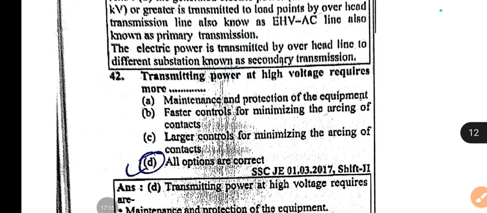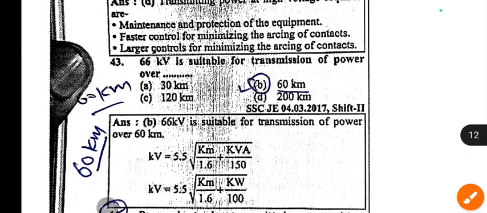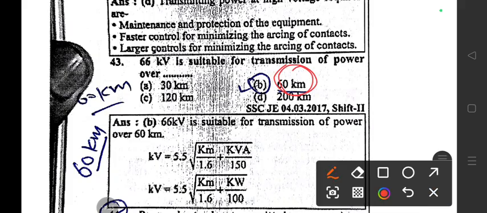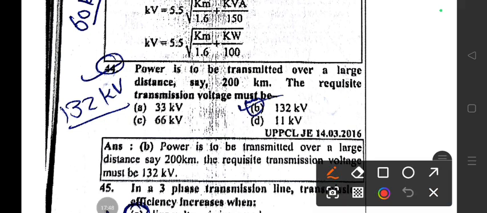Transmitting power at high voltage requires more protection of the equipment, faster control and minimizing the arcing of the contacts. Okay, the answer will be D. Okay. 66 kV is suitable for transmission of power over 60 kilometer. Power is to be transmitted over a large distance, say 200 kilometer. The required transmission voltage, very easy question, is 132 kV.